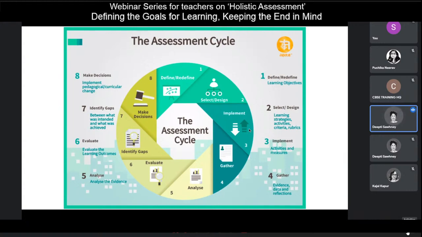Then you have to evaluate the learning outcomes. What are the learning objectives? Did they get done? Those are your learning outcomes. So objectives directly are linked to the learning outcomes.